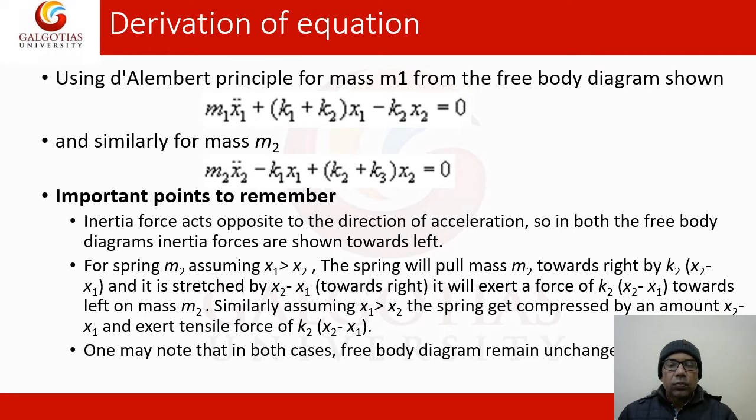The spring will pull mass m2 towards the right by k2 times (x2 minus x1), as it is stressed by x2 minus x1 towards the right. It will exert a force of k2 times (x2 minus x1) towards the left on mass 1. Similarly, assuming x1 is greater than x2, the spring gets decompressed by an amount x2 minus x1 and exerts a tensile force of k2 times (x2 minus x1). These things will be clear only when you see the system with your own understanding. One may note that in both cases the free body diagram remains unchanged.